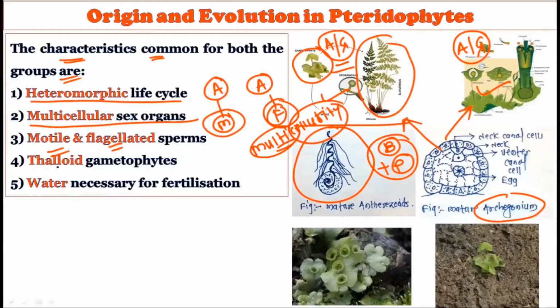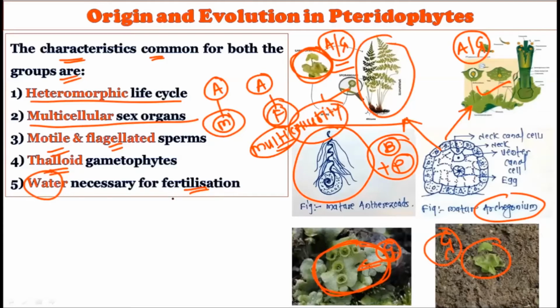Then the thalloid gametophyte. Thalloid gametophytes are found in the pteridophytes as well as in the bryophytes. Observe this. This is a bryophytic thallus, this is a bryophytic gametophyte, and this is a pteridophyte gametophyte. It shows a remarkable matching with each other. Their thalloid gametophytes look alike, very similar. And water, of course, is absolutely essential for their fertilization. Bryophytes are dependent on water for their fertilization, and so are the pteridophytes.